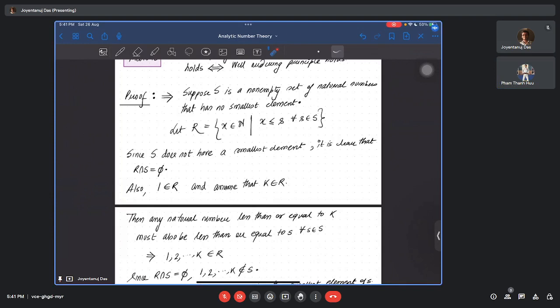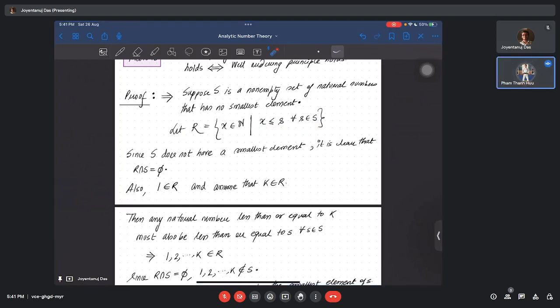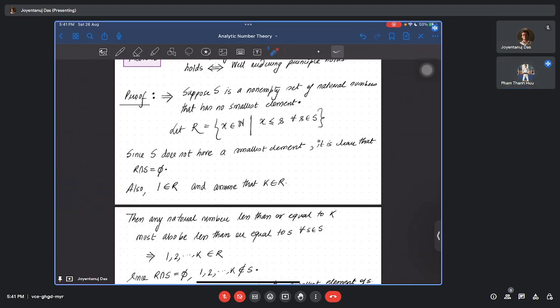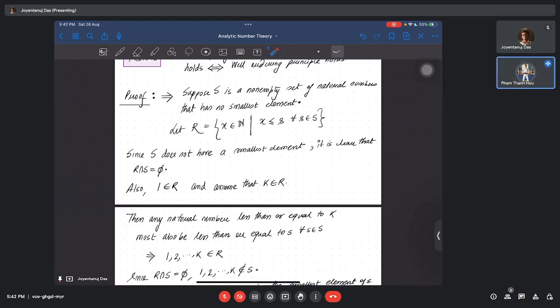No, no. The thing is, how we are defining R is we are taking all those elements from the natural numbers such that it is less than or equal to s for every s belonging to S. R is a set, right? You cannot compare a set, so it is less than or equal to every element of S.